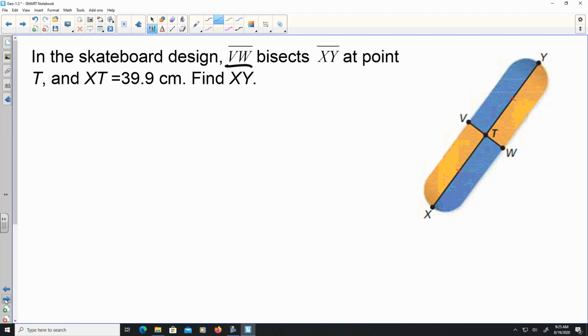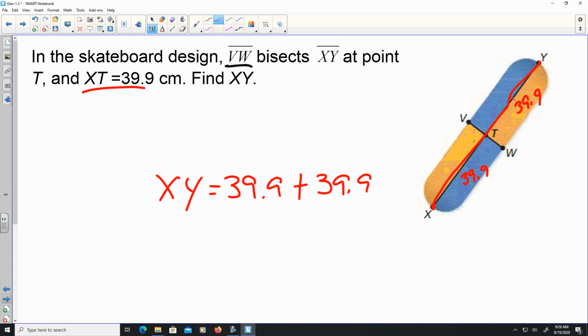They're telling you that XT is 39.9 centimeters. They want you to find XY. Well, if this is 39.9 centimeters, that means that TY is also 39.9 centimeters. So to find XY, you're just going to take 39.9 plus 39.9 and add them together. When you do that, you get a value of 79.8 centimeters.